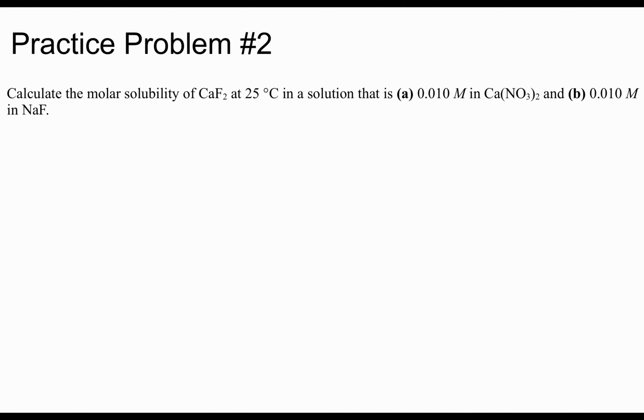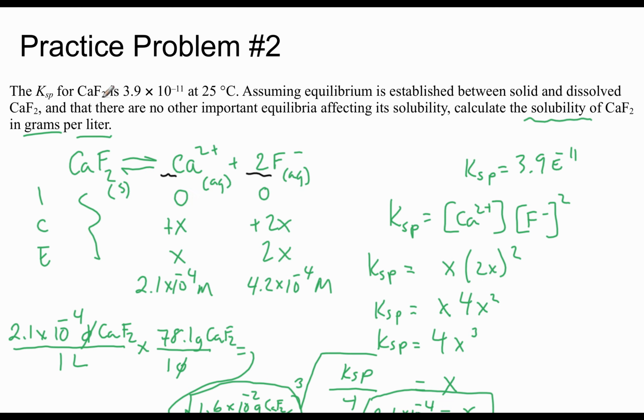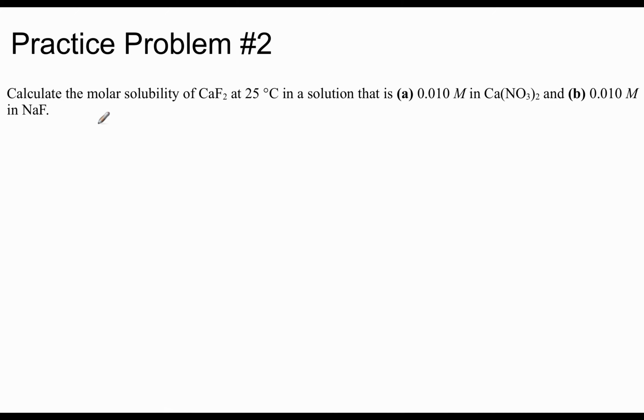One more potential application for the AP. And this one involves a common ion. So I did really want to show you this one just so you can practice with it. This one says calculate the molar solubility of calcium fluoride. Now, we have the KSP here. It's 3.9 times 10 to the negative 11th.